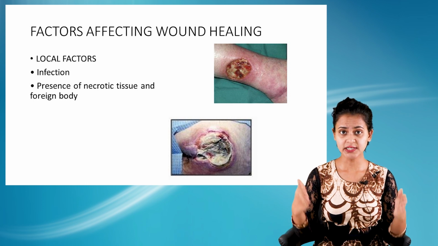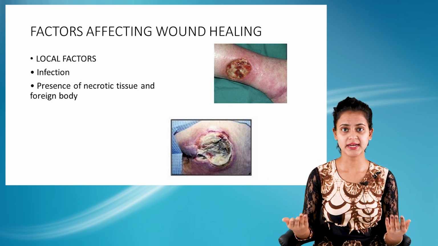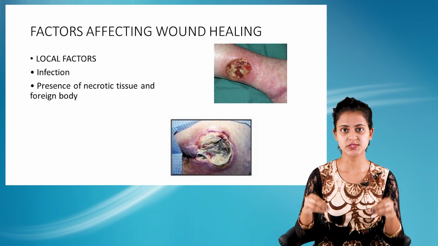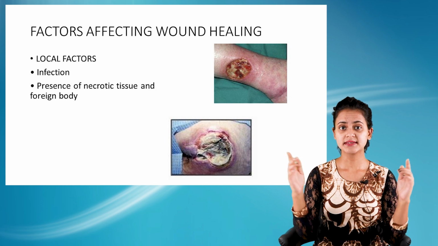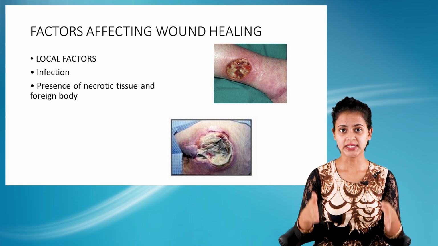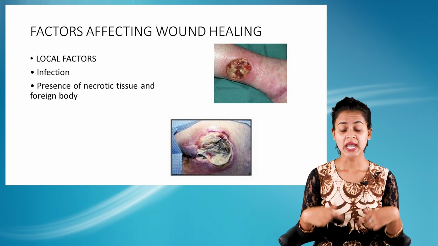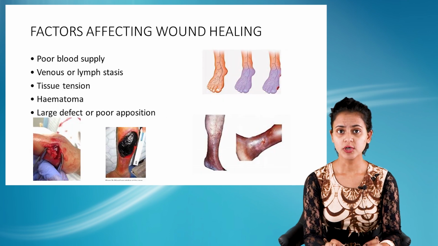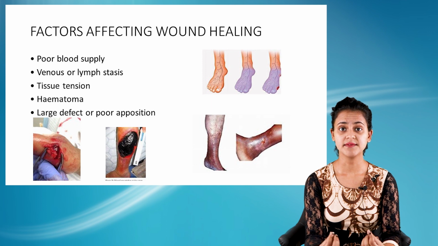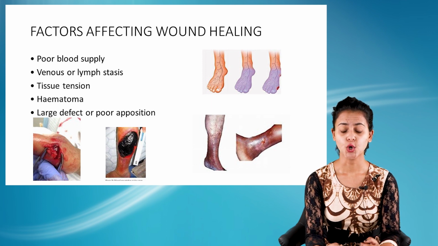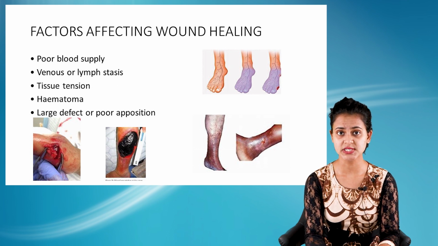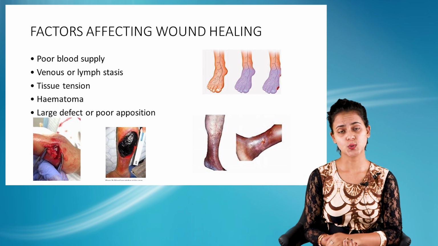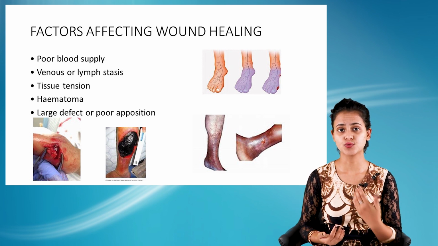But if necrosed tissues or foreign bodies are present and interrupting the blood flow to the injured part, we are going to see these reasons can actually slow down the process of wound healing. That is the reason it will ultimately increase the duration of the wound healing process. Poor blood supply and venous and lymphatic stasis to the injured part often cause delayed wound healing. Hematoma formation, if it has occurred, again disrupts the blood flow to that injured area. That is also a cause which can delay the wound healing process.